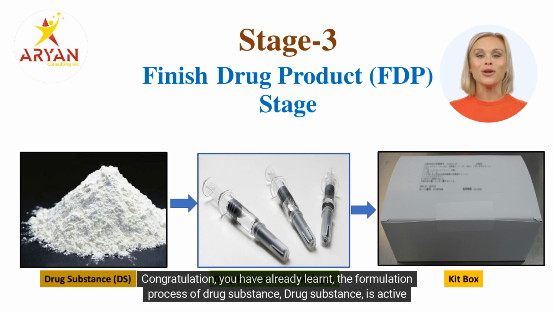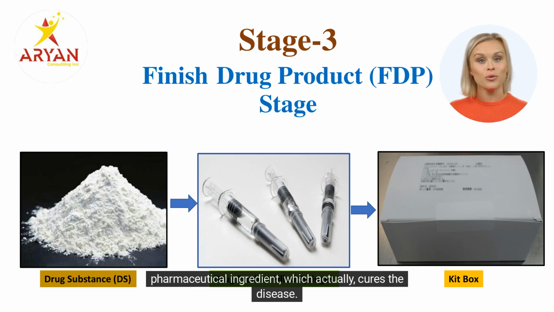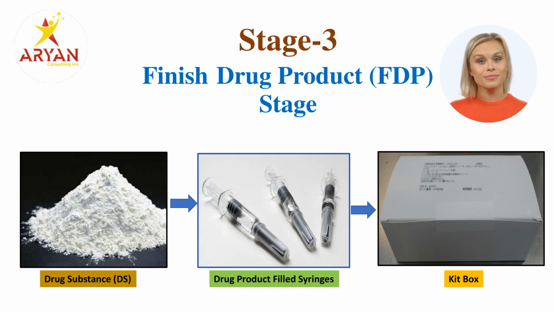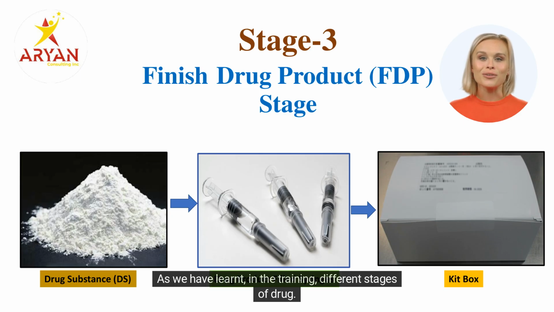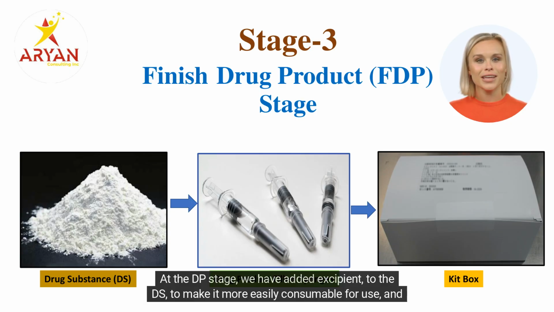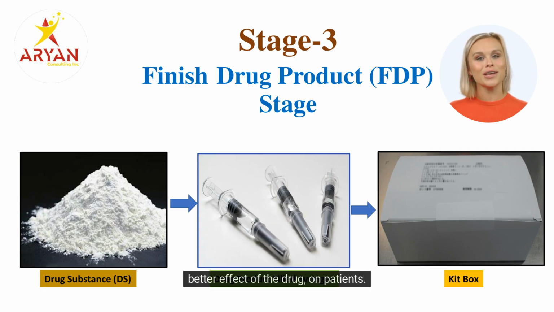Congratulations, you have already learned the formulation process of drug substance. Drug substance is active pharmaceutical ingredient, which actually cures the disease. As we have learned in the training, different stages of drug. At the DP stage, we have added excipient to the DS to make it more easily consumable for use and better effect of the drug on patients.